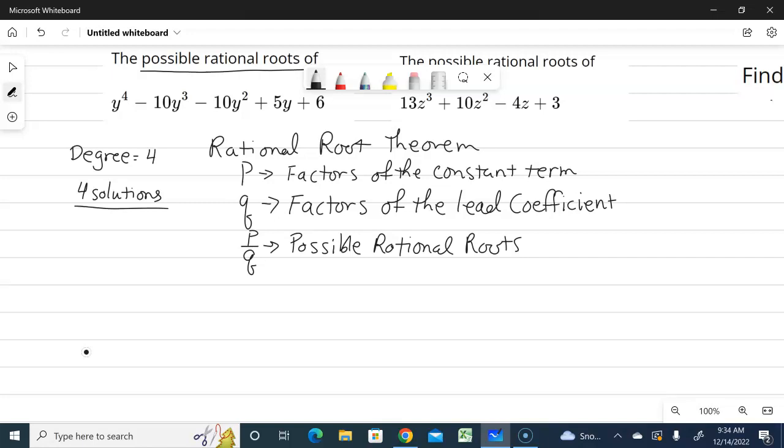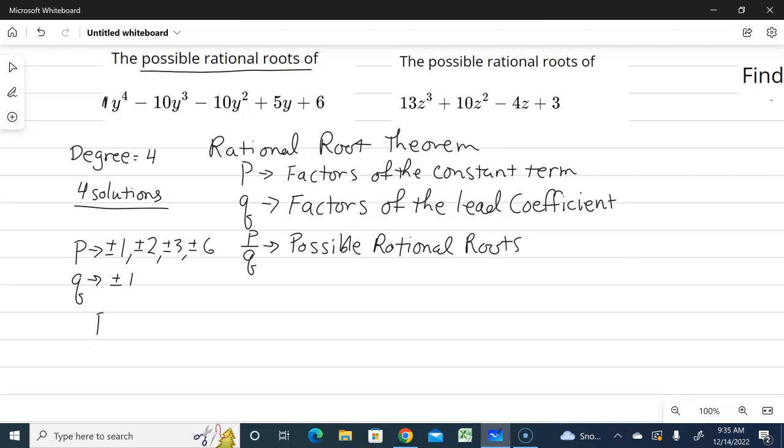Anyway, so this first one here, we're going to find all the factors of our p-value. Now 6 is our constant term, so all the possible factors of 6. And that's always going to be plus and minuses, because you can take 1 times 6 or negative 1 times negative 6. They both produce 6. So plus and minus 1, plus and minus 2, plus and minus 3, and plus and minus 6 are all the factors for the constant term. And then q, the lead coefficient, in front here is 1. So factors of 1 are 1 and negative 1.